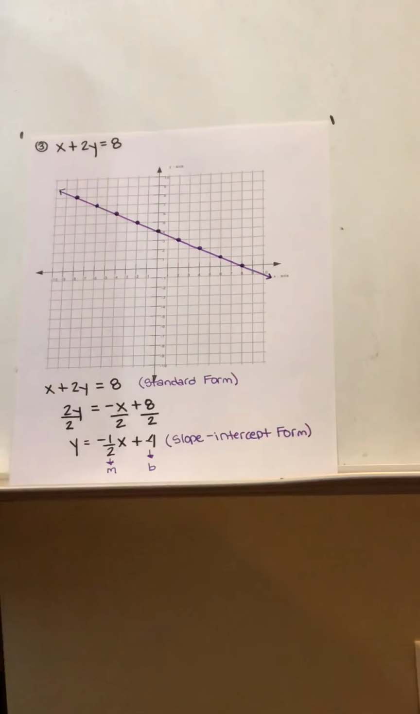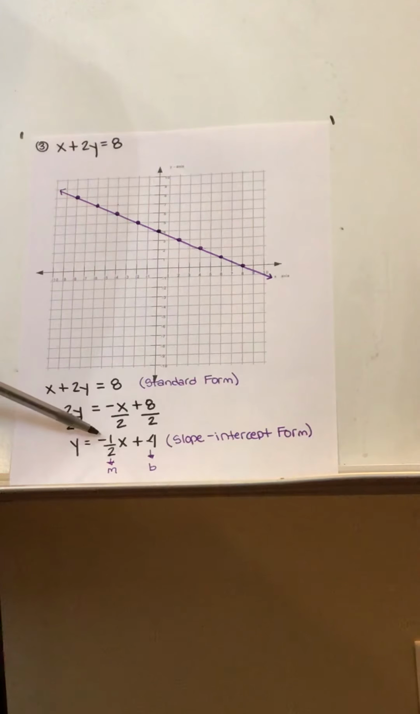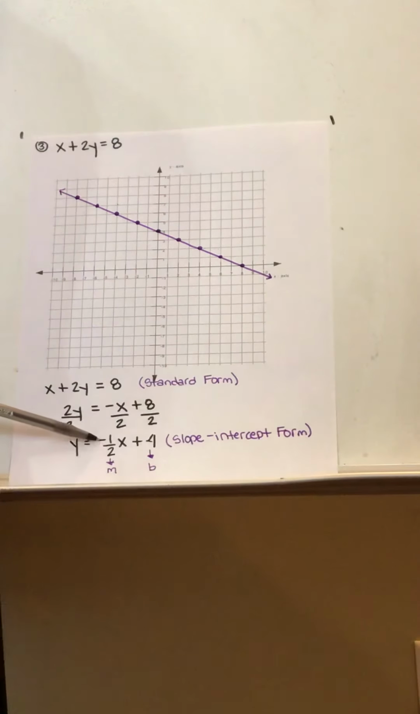Divide everything by 2. And I have y equals negative 1 half x, it stays negative, that's understood. And 8 divided by 2 is 4. So we have y equals negative 1 half x plus 4. So my slope is negative 1 half, and my y-intercept is 4.